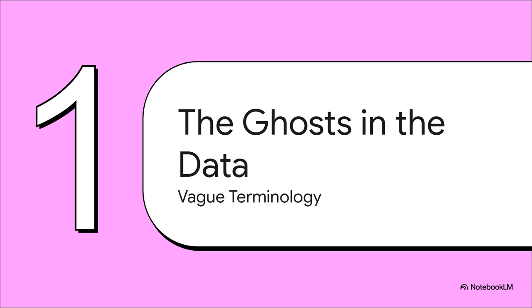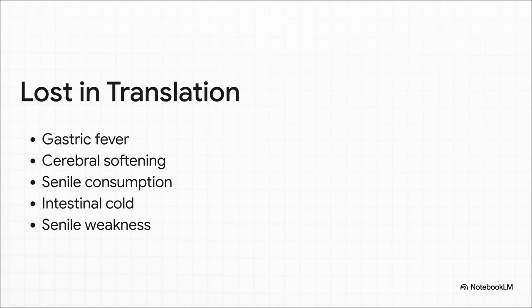And that brings us to the first huge problem. When you actually look at these old records, the causes of death aren't what they seem. They're like ghosts hiding in the data. I mean, get this. These were all real causes of death written down by doctors 100 years ago. But what in the world is an intestinal cold or senile consumption? These terms are just so vague and outdated that it's incredibly hard for us today to know what disease they were actually talking about. And this ambiguity, it's a massive roadblock.